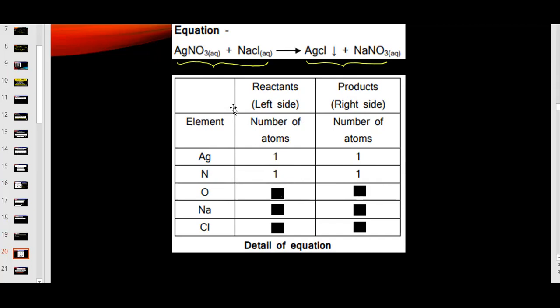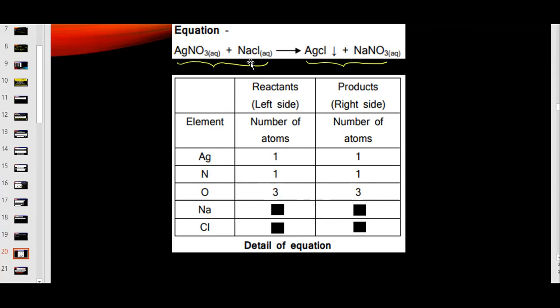Then oxygen. How many oxygens are there here in the reactant? It's showing 3 here, right? So O3 means there are 3 oxygen in the reactant. And on the right side, there are also 3 oxygen. Okay, it is balanced. Both sides have the same number.